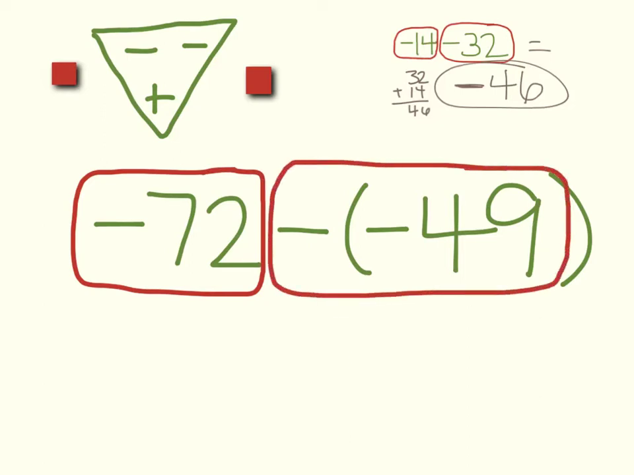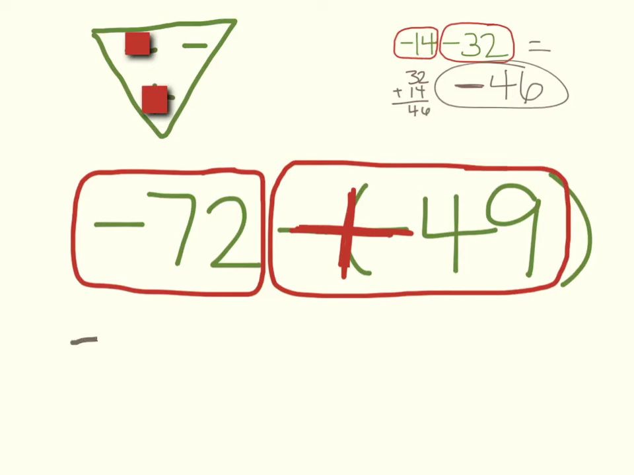Now, this one is unique because I have two minus signs in front, and two minuses make a big positive. That's the one little trick you have to remember: when there's two minuses right next to each other, it turns to a big positive. And now we can use our fox face again. So I have a -72, so that's a minus, and then I have a +49. So I'm going to cover up the positive sign. Now it's telling me to subtract the two numbers.